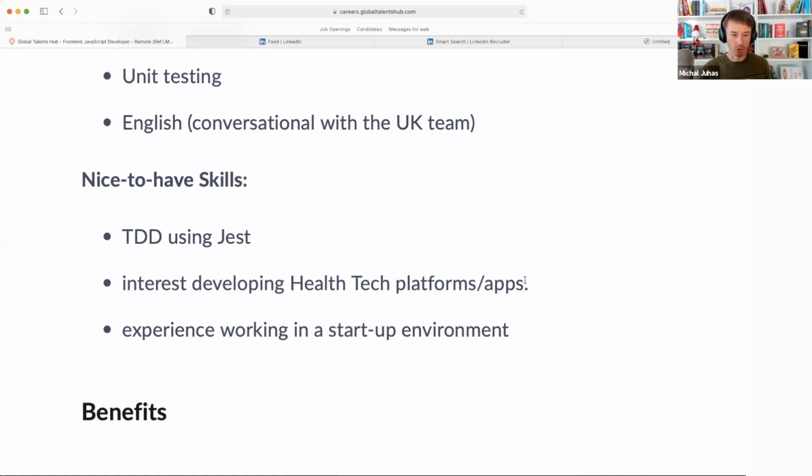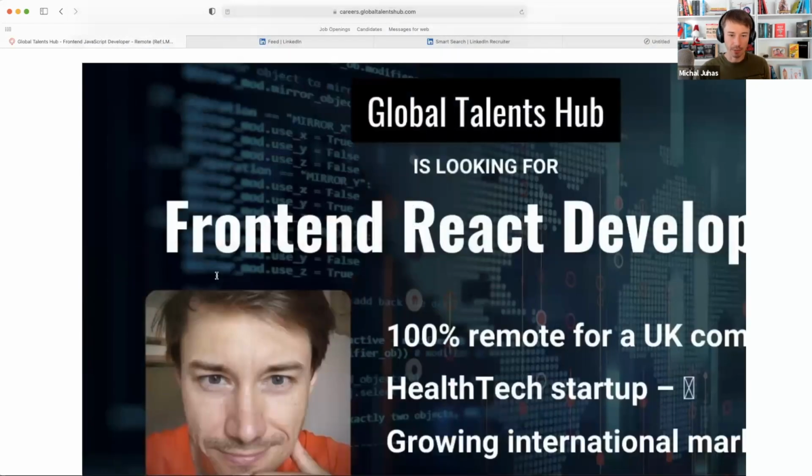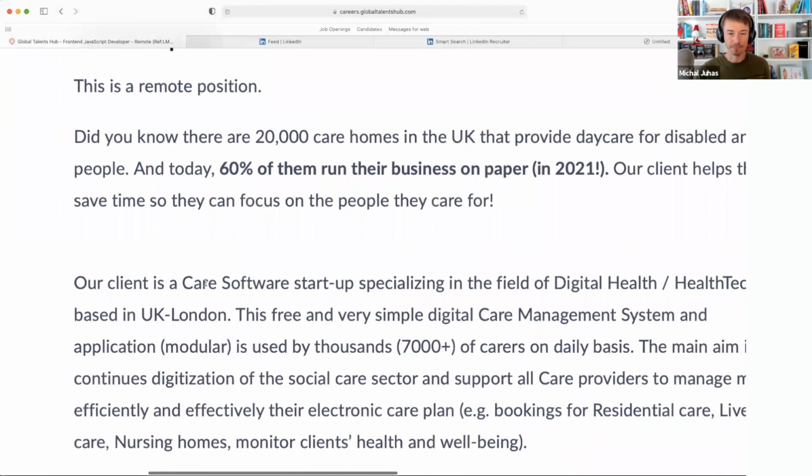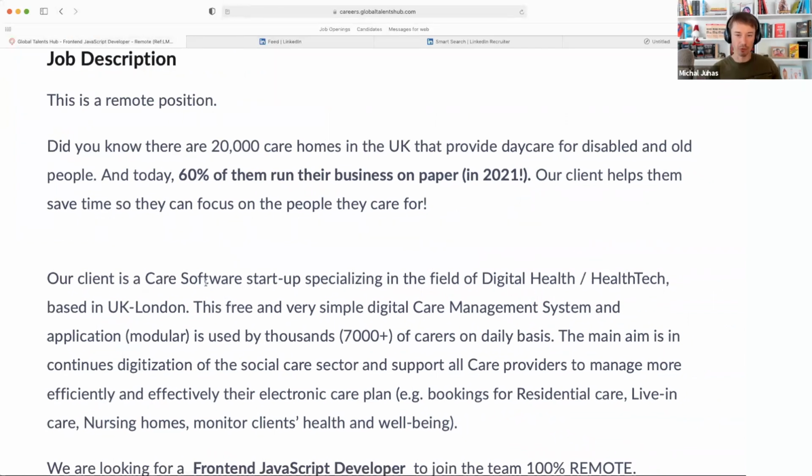health tech or digital health, which is really booming these days. It's an area probably not as popular as fintech, but it's growing like crazy. So we are talking about, by the way, a company that creates a platform for daycare providers. You can imagine there are 20,000 care homes in the UK, just in the UK, and there are 10 times more in Europe, but they only focus on the UK for now.